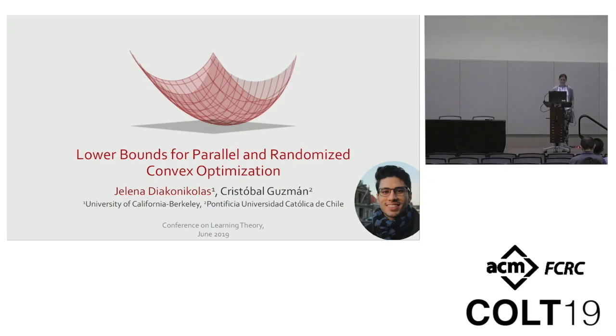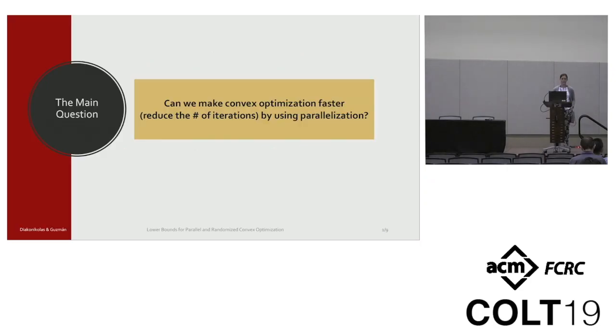Let me jump straight ahead and tell you what the main question of the work is. So what we were interested in is whether it is possible to speed up convex optimization, and by speed up I mean reduce the number of iterations. And the way you could try to do it, and really the only way you could try to do it given sequential lower bounds, is by using parallelization.